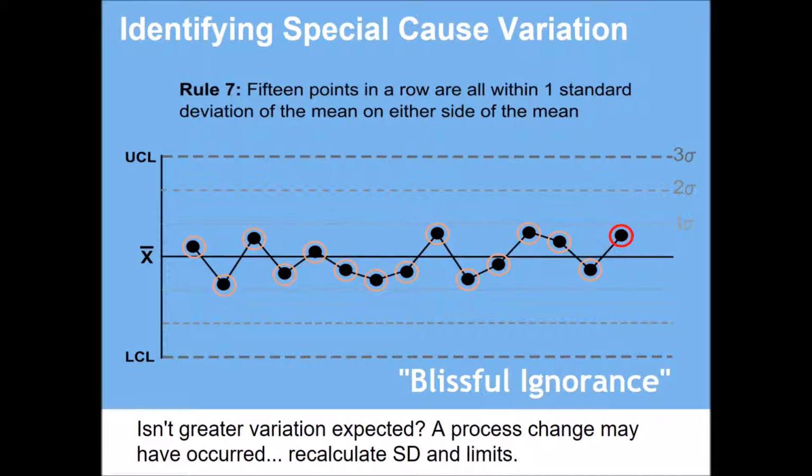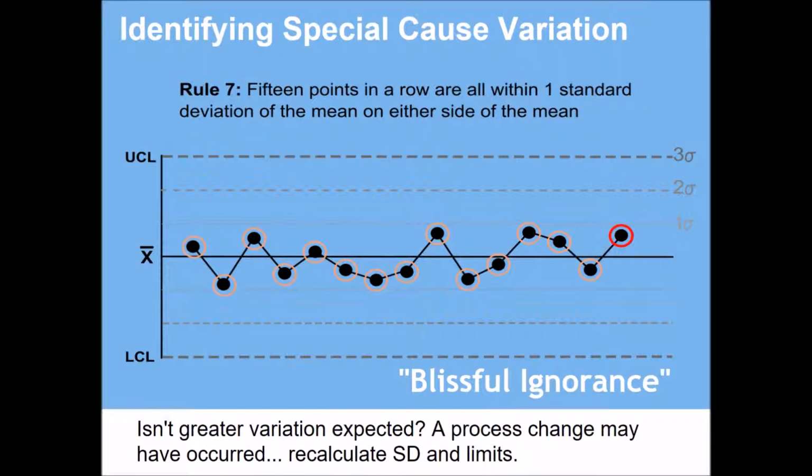Rule 7 we'll call blissful ignorance. I love this rule. This is when 15 or more points in a row are all within 1 standard deviation of the mean on either side of the mean. In other words, they don't all have to be on the same side of the mean. The reason that I love this rule is that this is often a subtle clue that a process change may have actually occurred in your process, because you would expect greater variation over time than this demonstrates. So when this occurs, often the answer is that you need to recalculate your standard deviation and limits after you see this occur.